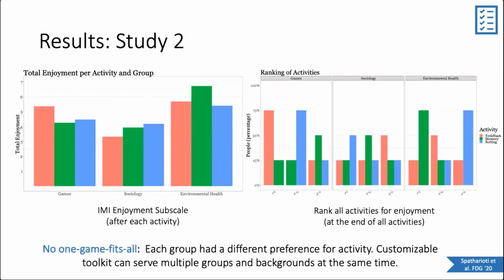Looking at results from the IMI enjoyment subscale for each activity, as well as a ranking of all for enjoyment, we found that there was no one game fits all. Each group had a different preference for an activity. This suggests that having a customizable toolkit can serve multiple groups and backgrounds at the same time.